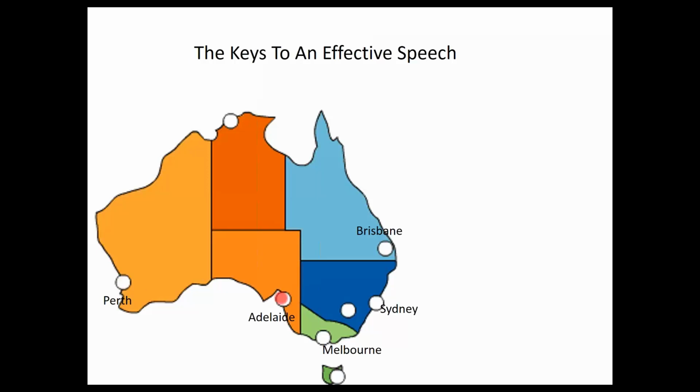The next thing is you need to bring the right attitude. A for Adelaide, A for attitude. What do I mean by attitude? The passion, the enthusiasm. You need to be congruent with your message.